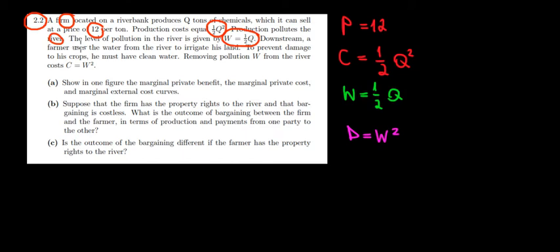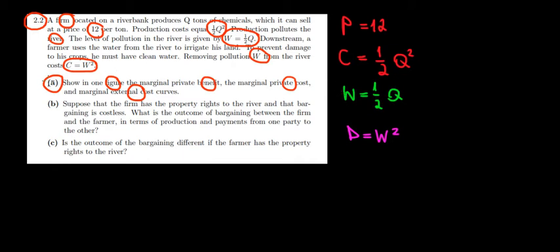Now downstream a farmer uses the water from the river to irrigate his land, and to prevent the damage he must have clean water. Removing this pollution costs C equals W to the power of 2. Now in part A we want to show in one figure the marginal private benefit, the marginal cost, and the marginal external cost. Now we have the data over here.